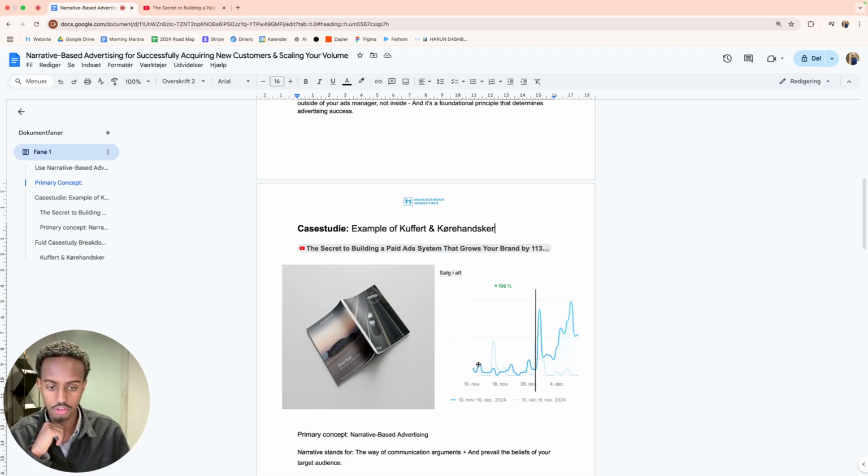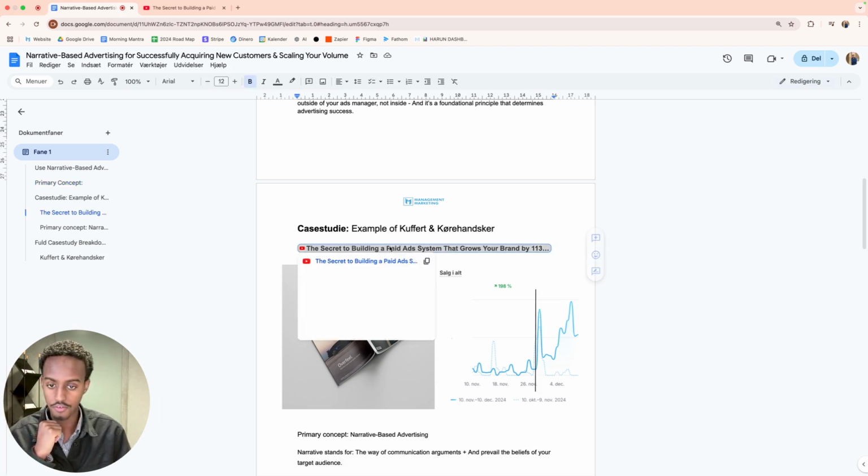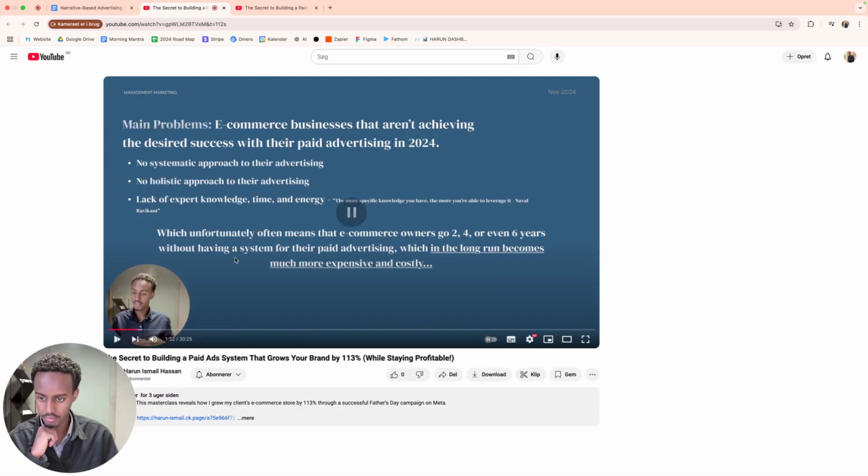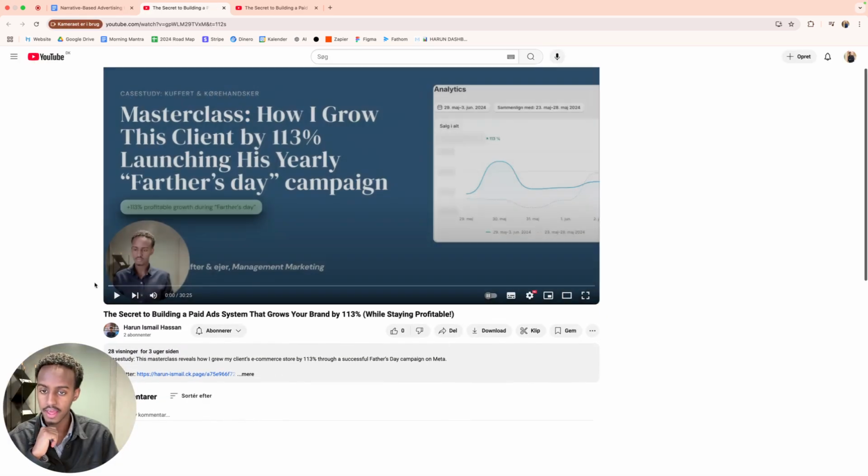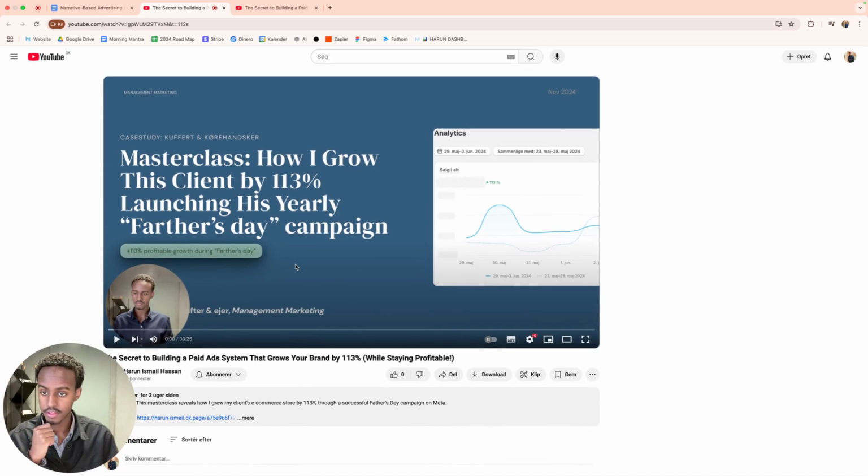And as you can see to the right, I have a Shopify analytics screenshot of the scaling phase that we are currently in as I'm speaking right now. And you can essentially see the dates for yourself. Furthermore, I have also made a case study covering this brand called Masterclass, how I grew this client of mine by 113%. And it's essentially a super cool case study of mine that I have been helping scale super rapidly here in 2024.